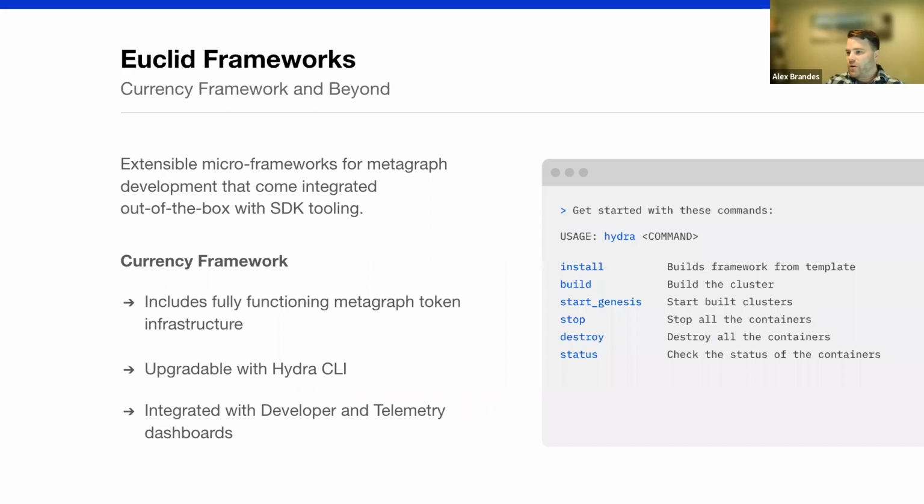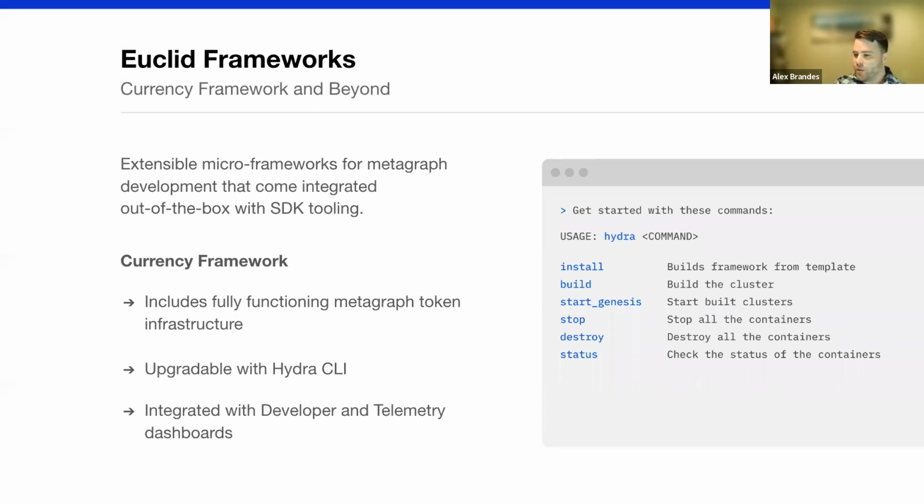So we should talk a little bit about this concept of frameworks. What is a framework? A lot of different definitions for that term. In this case, we're talking about extensible micro frameworks that come with out-of-the-box functionality and support Metagraph development. So the idea here is that you've got specific template projects that are created with out-of-the-box functionality for some use case. So the first one that we've released as part of the package last week is the currency framework.